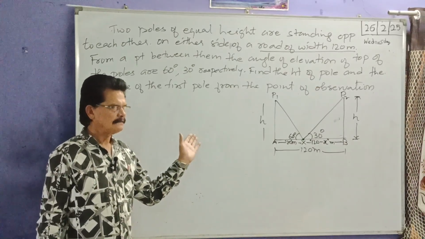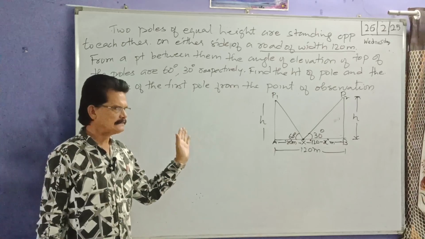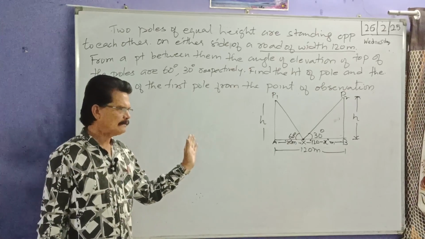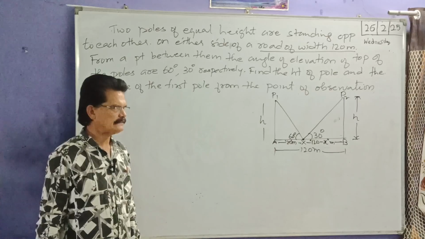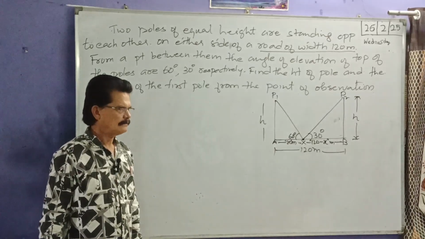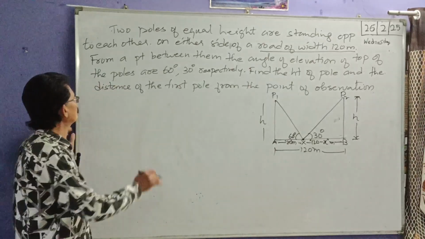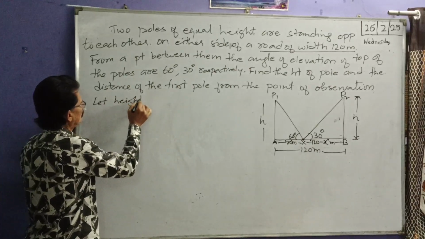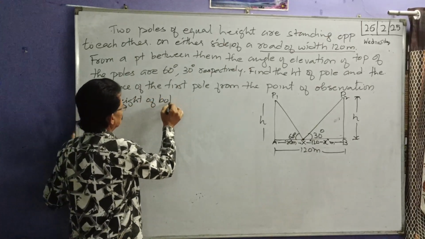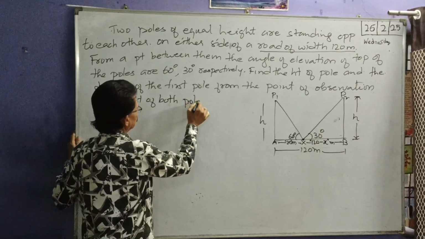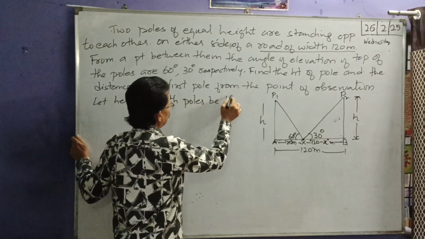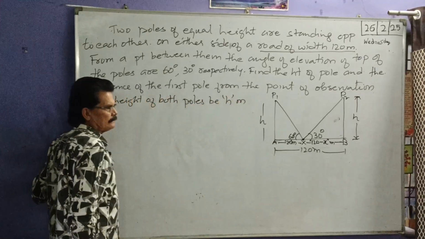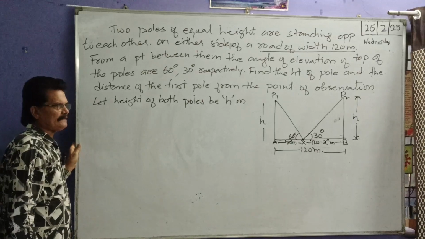How shall we start? Let the distance between the first pole and the point of observation be x. We have to start like that, no? Let the height of both the poles be h meters.